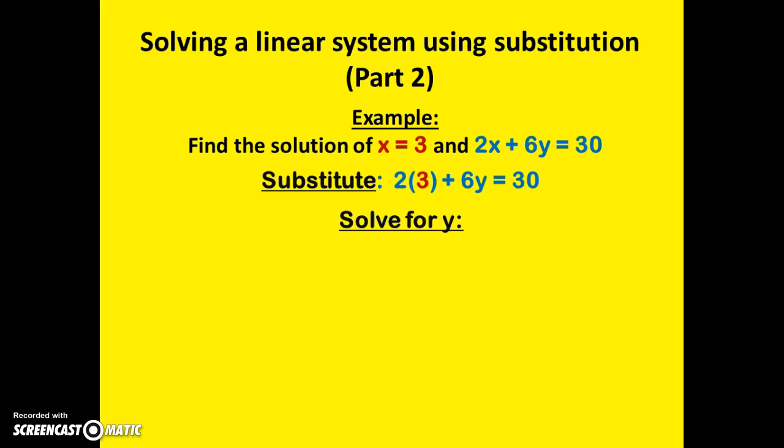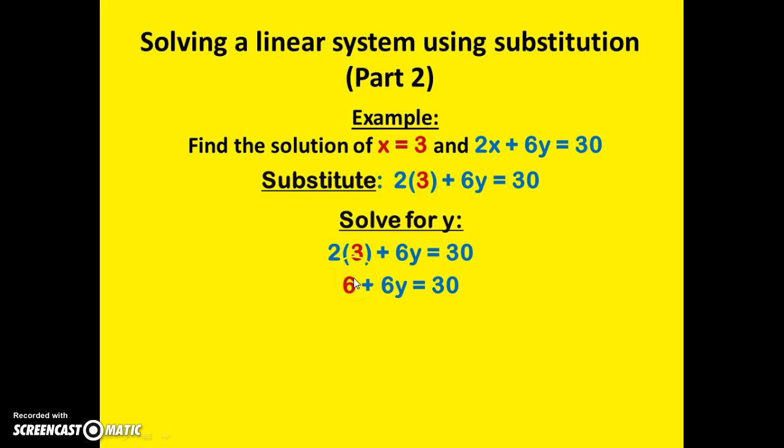So we want to solve for y because we can see now in the equation the only thing left is y. When we substituted 3 for x, we eliminated x from the equation. Now all we have to do is solve for y. So 2 times 3 plus 6y equals 30, and we want to solve for y. 2 times 3, of course, is 6. So 6 plus 6y equals 30.